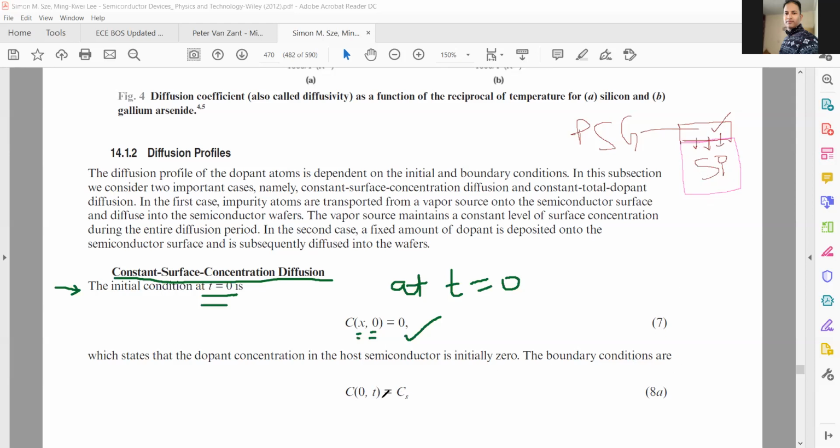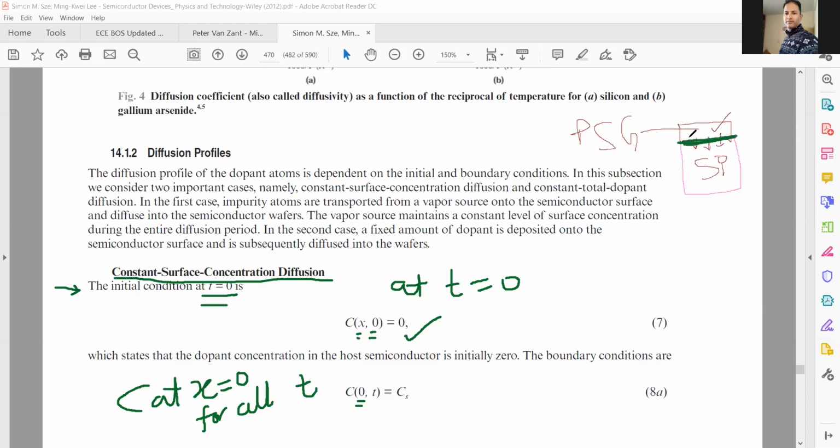Then there is another boundary condition: C at x equal to 0, for all t, meaning for every time value. There is no change in dopant concentration at the top, at this surface. There is no change in phosphorus concentration.